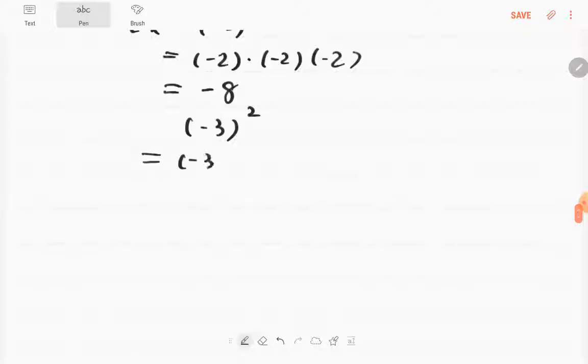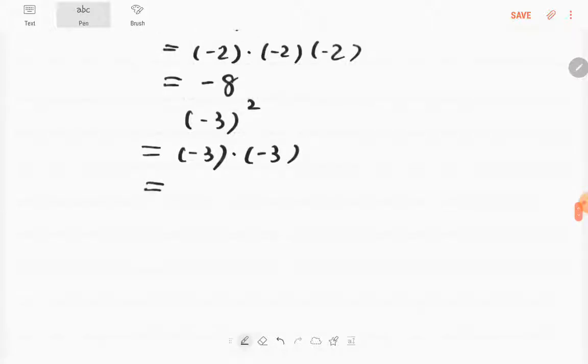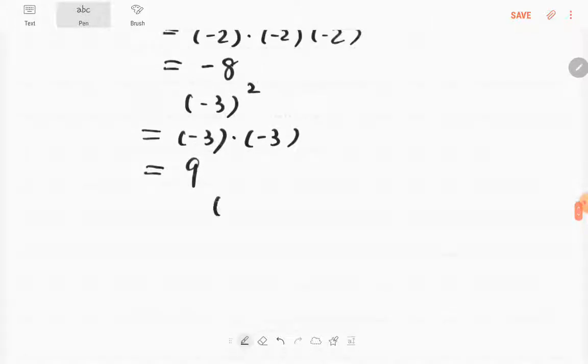Negative 3 is our base. So negative 3 times negative 3. Negative, negative, same sign. Our answer will be positive. 3 times 3 will be 9. Positive 9. Check another one. Negative 2 over 3 to the third.